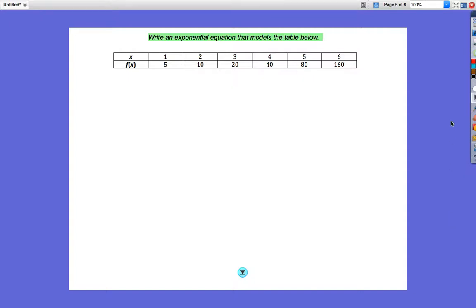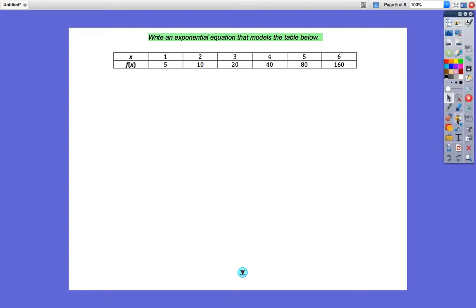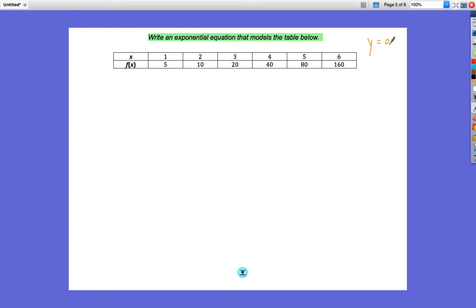Review of writing a simple exponential equation from the table below. Now, I say simple exponential equation because we're sticking with y equals a times b to the x. It's not going to get any more complicated than that, what we're working with right now.